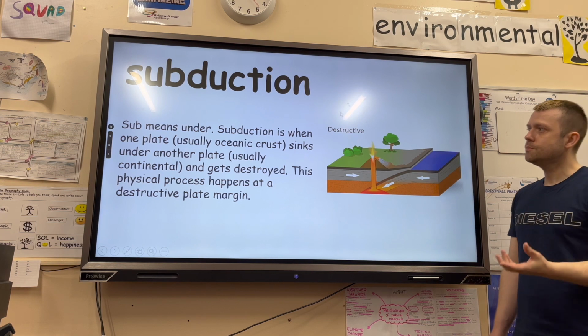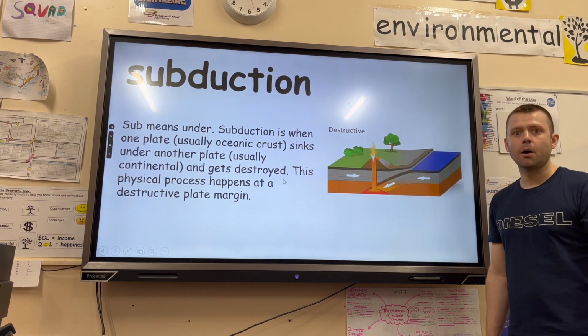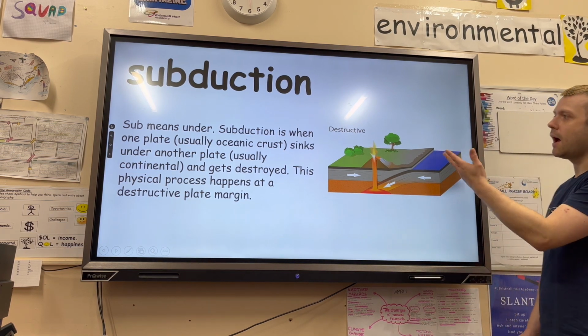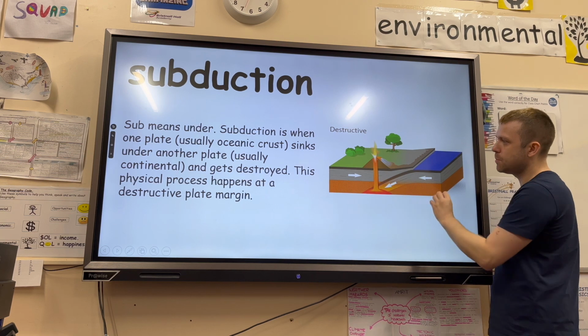Earth. Subduction. Sub means under, like submarine is a boat under the sea, submarine. Subduction occurs when one piece of crust moves below another.